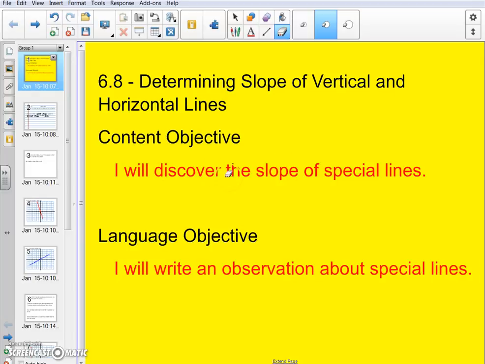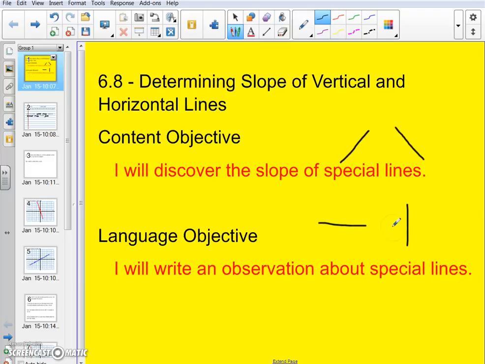Now, to talk about the objectives, so special lines. So far in class, we've seen two types of lines. We've seen ones that go this way, which we know to be positive, and we've seen ones that go this way, which we know to be negative. Now, the question becomes, well, what if the line goes this way? What if it goes horizontally? What if it goes vertically?